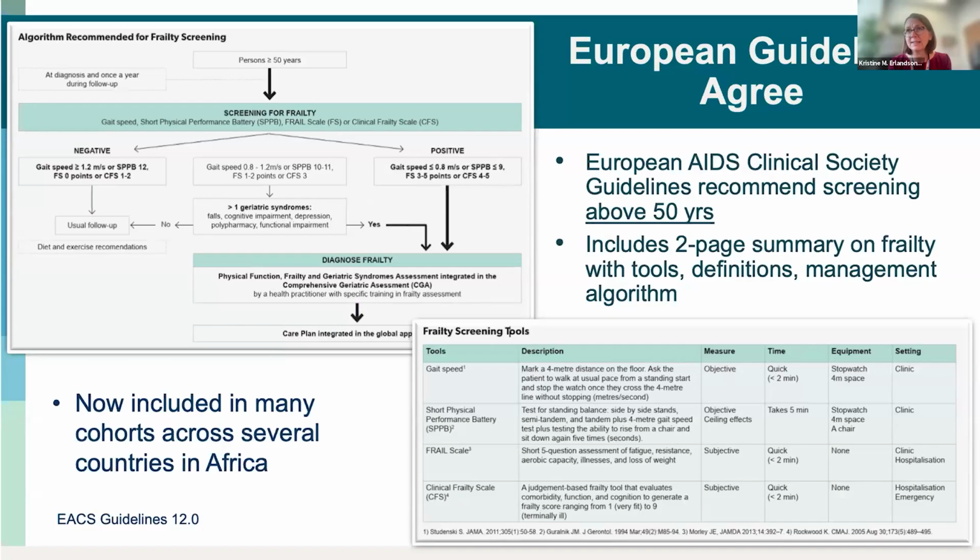The European AIDS Clinical Society guidelines go into even more detail. As you can see from this flow chart, they have an algorithm on how to assess frailty, what to do with certain scores, and a detailed table on definitions and what tools to use that spans over 2 pages dedicated to frailty in their guidelines. And frailty is also assessed in many different cohorts across the US, Europe, Africa, and Asia, so that we have a much better idea of how often frailty is occurring in people with HIV.